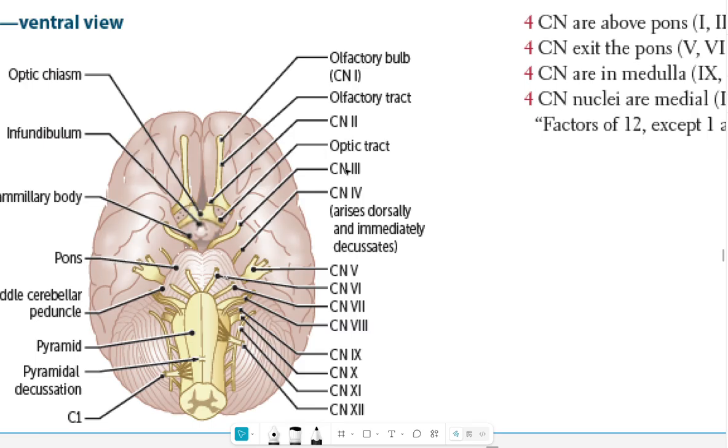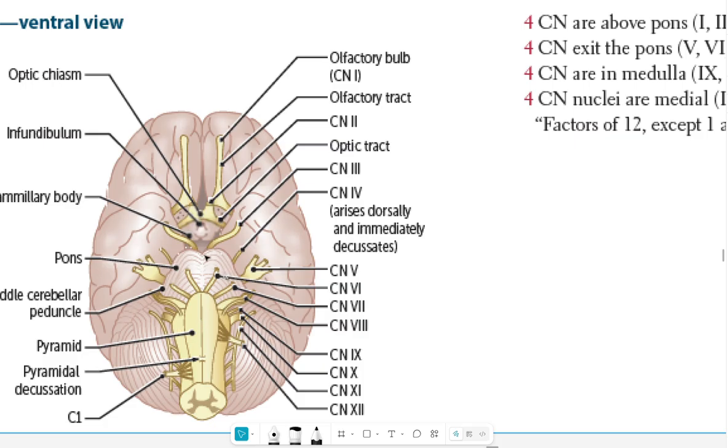Now, the cranial nerve 3, you can see this cranial nerve 3 here. This basically emerges from the interpeduncular fossa in the midbrain. So, in the midbrain, where you have the two cerebral peduncles, in between the peduncles, you have the interpeduncular fossa. The cranial nerve 4, I told you it's special because it exits dorsally and decussates completely. This is why your slide says that basically it arises dorsally and immediately decussates, right? And now we come to this pons.